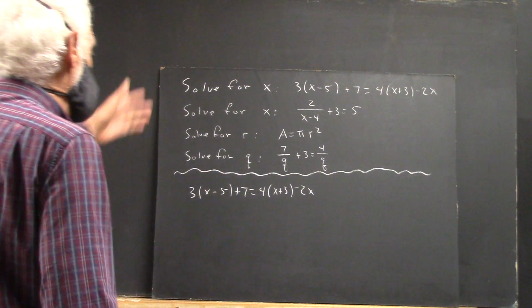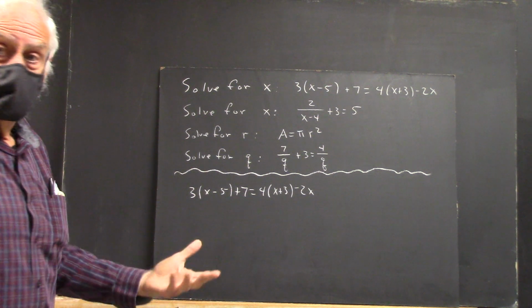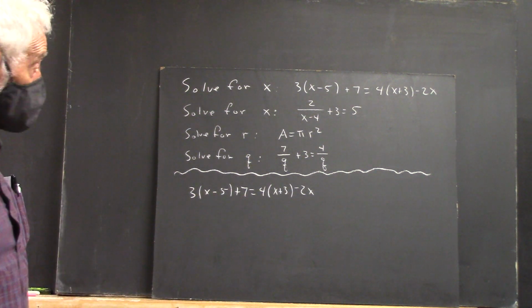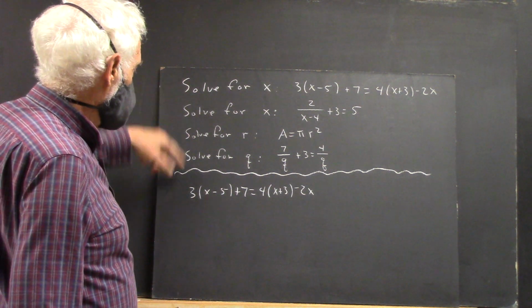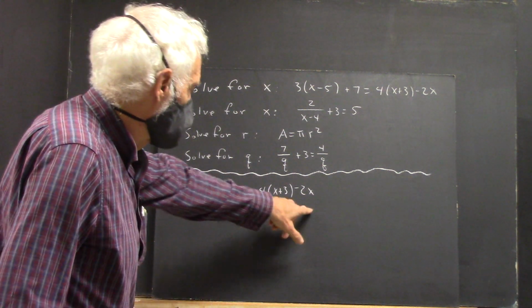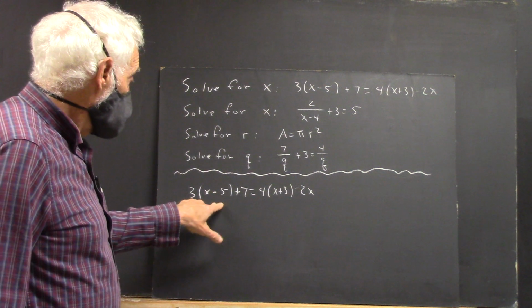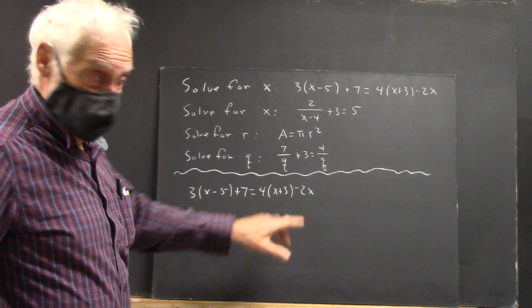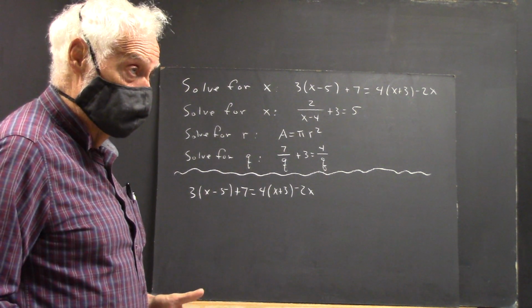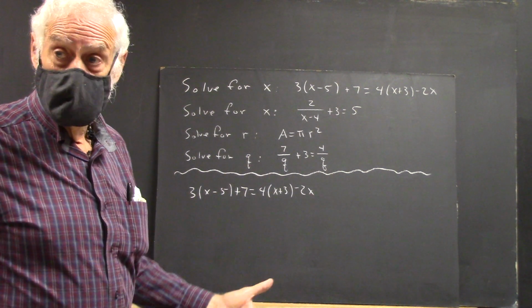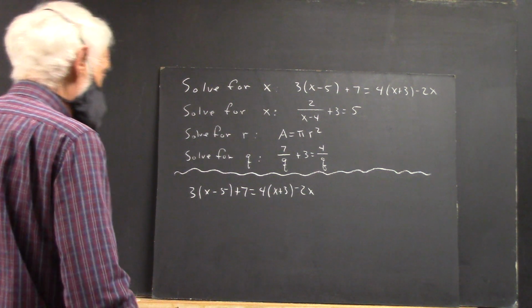Okay, so we have four linear equations. They turn out all to be linear. We're going to solve each one. First one is just a matter of using the distributive law here and here, and then collect your terms, and then get all the x's on one side and all the numbers on the other. And it's something everybody demonstrated good ability to do. So we'll run through this rather quickly.